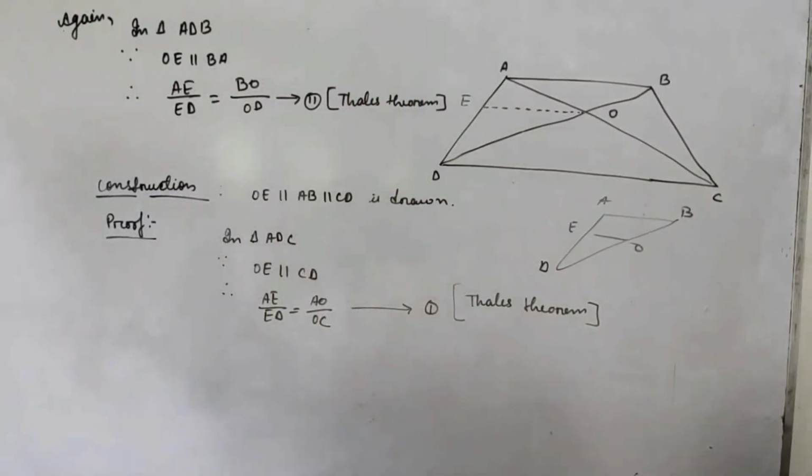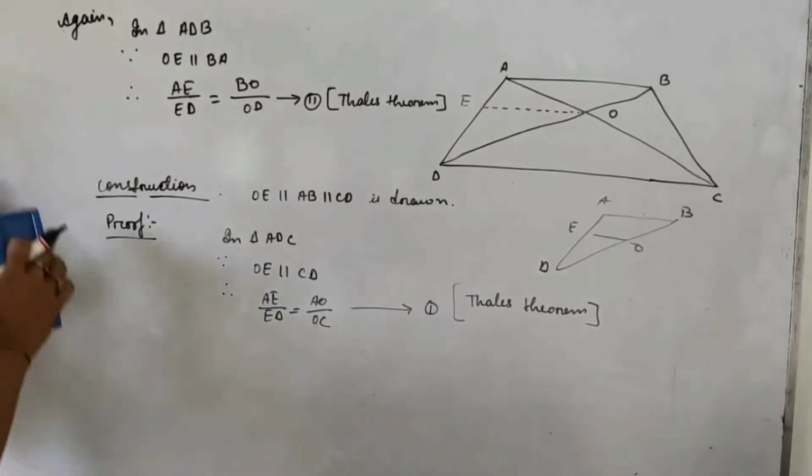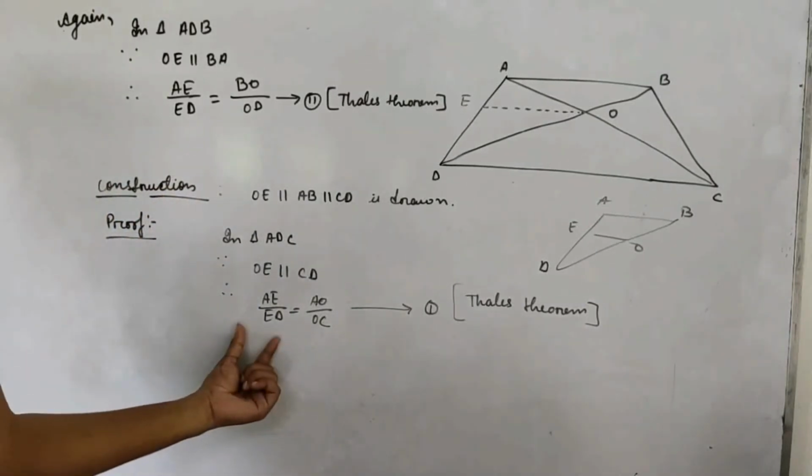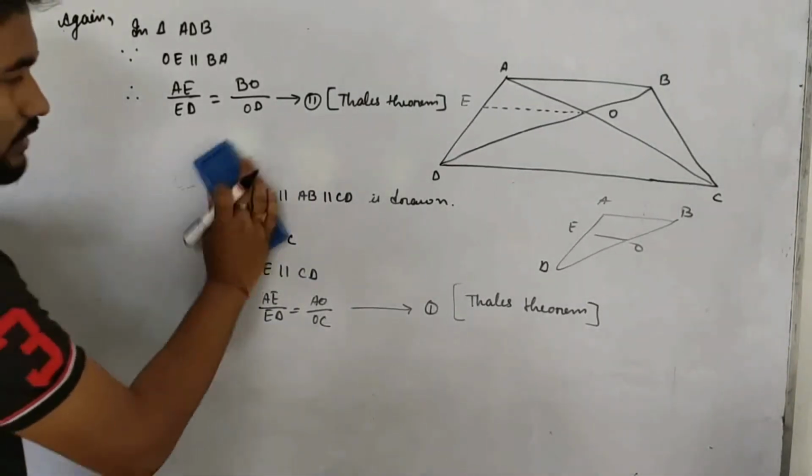Okay, done. Now simple step, but from 1 and 2. Very simple step is what? From 1 we see AE by ED. AE by ED is what? Equal, right? So from 1 and 2 what we will get?